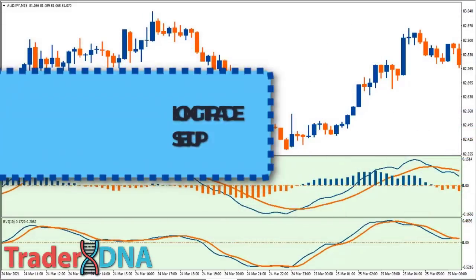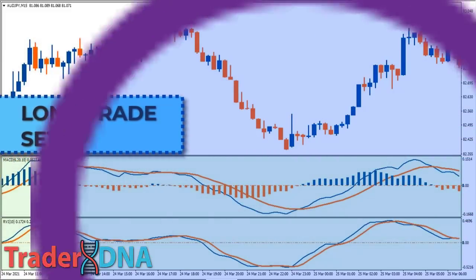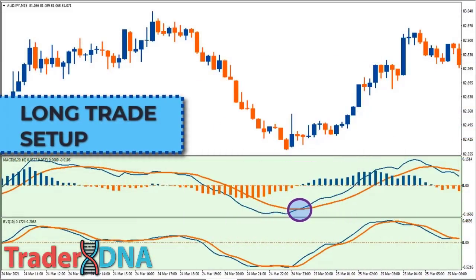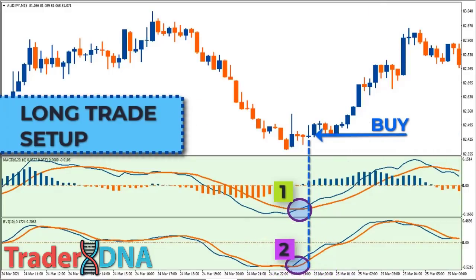Long trade setup. First, the MACD line crosses above its signal line. Second, the RVI line crosses above its signal line. Exit rules. We hold until the MACD line crosses below its signal line.